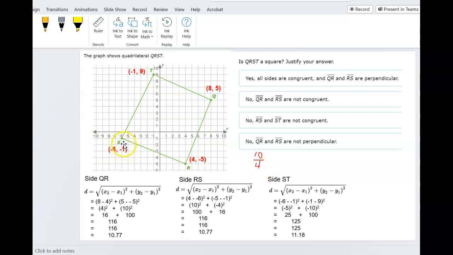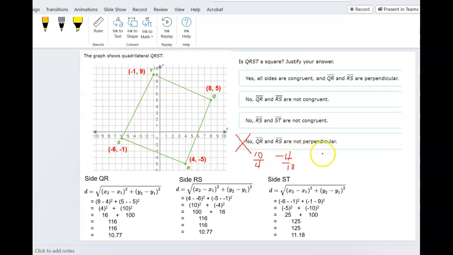And then I'm going to check RS. So again, count the slope. 1, 2, 3, 4, and 1, 2, 3, 4, 5, 6, 7, 8, 9, 10. So I have 4 over 10 this time, and this time negative because it's pointing down. And so, yes, those are perpendicular lines. Their slopes are negative reciprocals of each other. So not this one, because this one says they're not, and I just showed that they are.